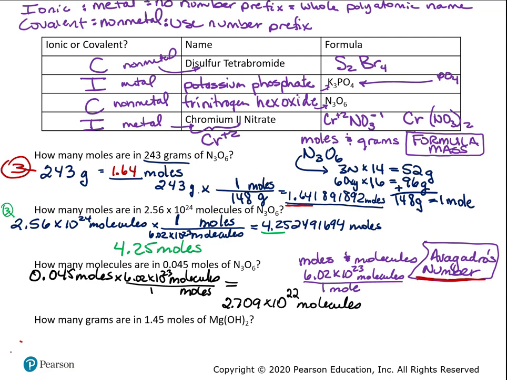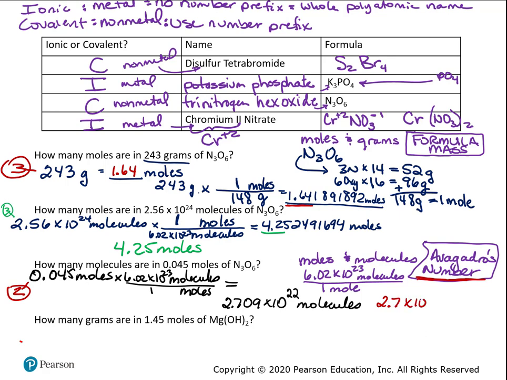Did you get that? 2.709 times 10 to the 22nd. Okay. How many significant figures are in my measured number? Nope. 2. Just 2. Remember, zeros out front are not significant. They just tell you where the decimal place is. So that 4 and the 5, those are my 2 significant figures. So my answer has to be what?